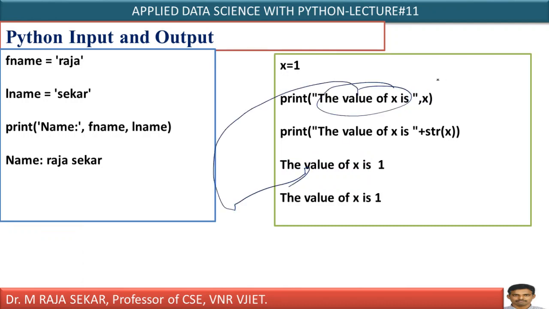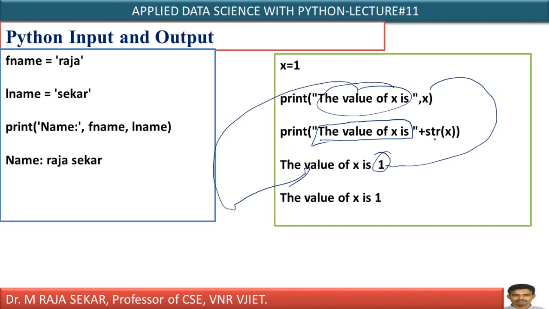And what is the value of x? X value is 1. This is also not new. This which we learned already. Even if you want, you can display like this. The value of x is, this one is a string. This one is an integer number that I am converting into a string, str.